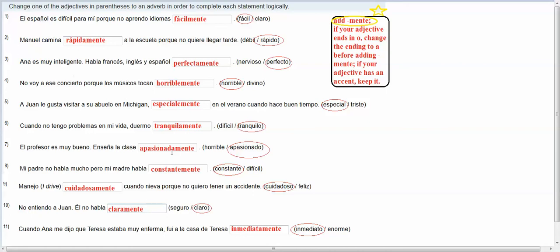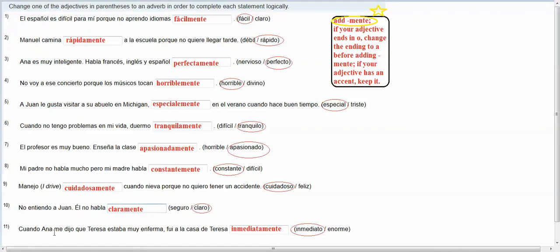Enseña la clase apasionadamente. How he teaches is passionately. And so that's describing the verb. You use an adverb. Speaks constantly. Constantly is describing how the mother speaks. That's constantly describes the verb, so that's why you need an adverb. Manejo cuidadosamente, that describes how you drive. Driving is a verb, that's why you need an adverb.